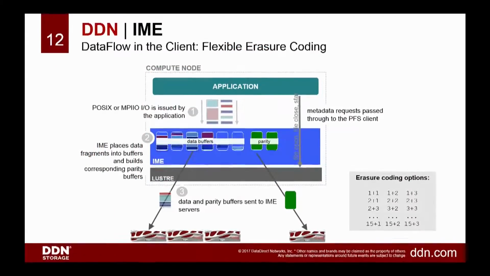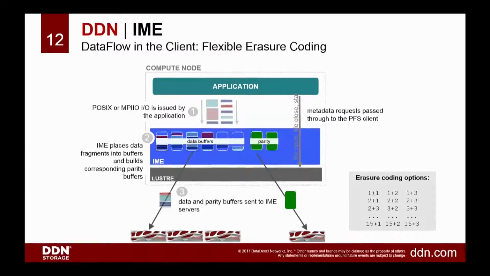So here we have the client side, a little bit more detail. We've got the application at the top, and as I said, the blue thing there, we've installed this IME client. So we've installed some software, and that's sitting on top of the Lustre client. So we're overloading this Lustre client, and we're intercepting the I/Os. Now notice that metadata goes straight through over here. Metadata, file open, closes, stats. They go straight through to the Lustre client.